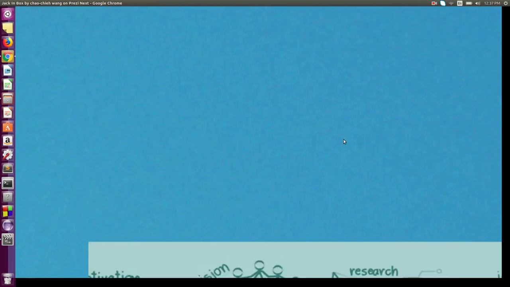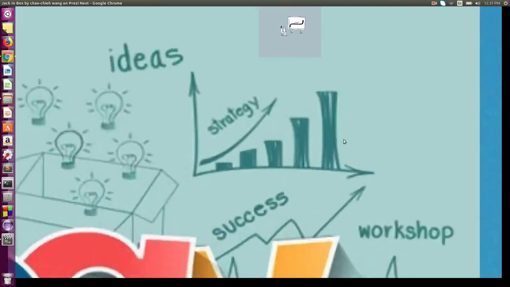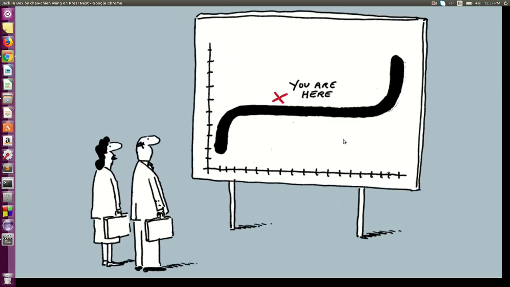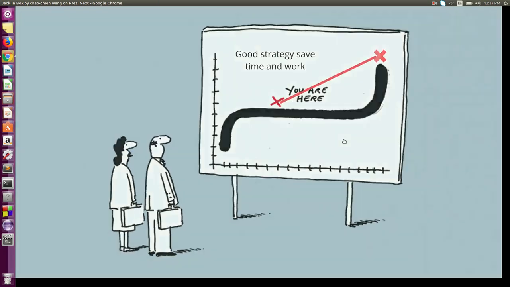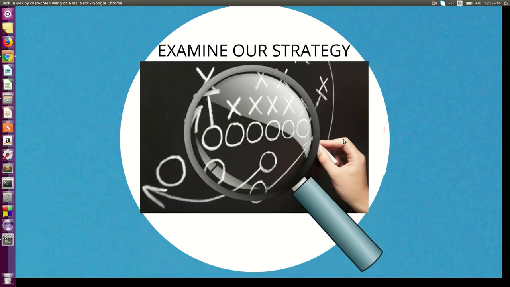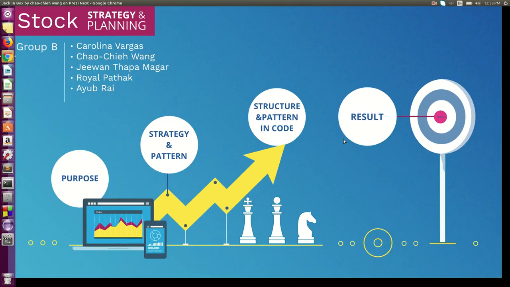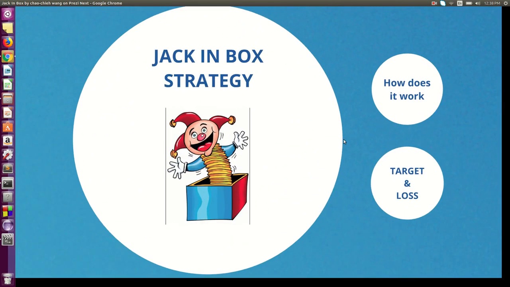So how can we reach our goal? To reach our goal, we definitely are going to need a strategy or idea which will save our time and work. After we have an idea and the strategy, we will test that idea to see what percentage it works, by applying the best combination of the target and loss. So we came up with the Jack in the Box strategy.